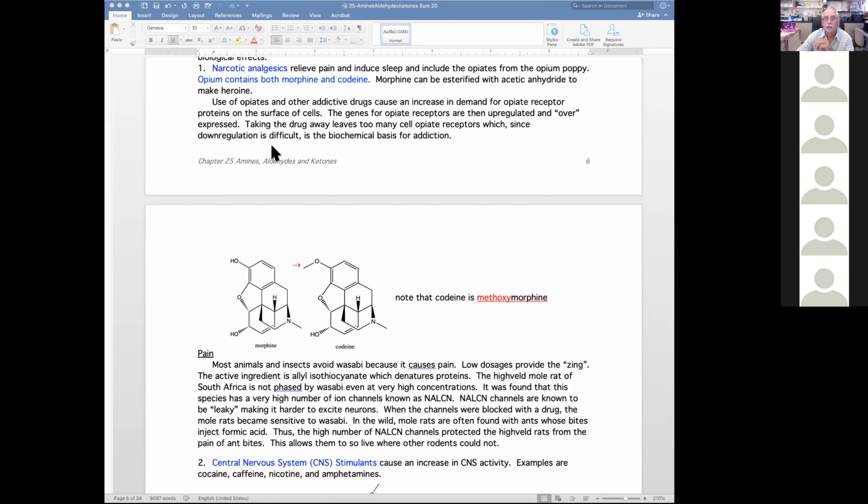So now when you take the drug away, that cell has too many opiate receptors. And downregulation is difficult. It takes a long time. And this is a biochemical basis or evidence for addiction. So all these people that try to tell you that addiction is all mental, they're full of something.